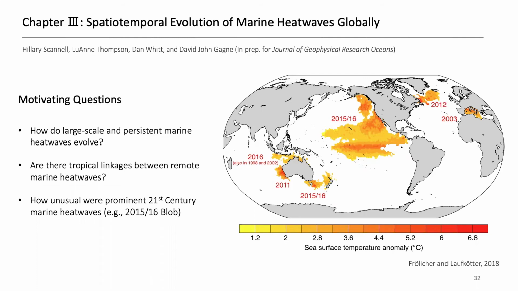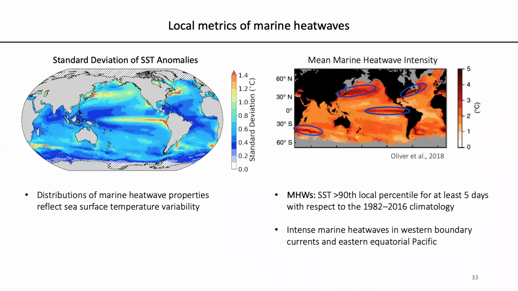So this chapter is really getting at how do these large scale and persistent marine heat waves evolve. We also wanted to ask if there are tropical linkages between remote marine heat waves. We know the tropics are a really important driver for marine heat waves, and there's likely a connection there. So we're going to look at that and then also characterize some prominent 21st century marine heat waves to see how unusual they were.